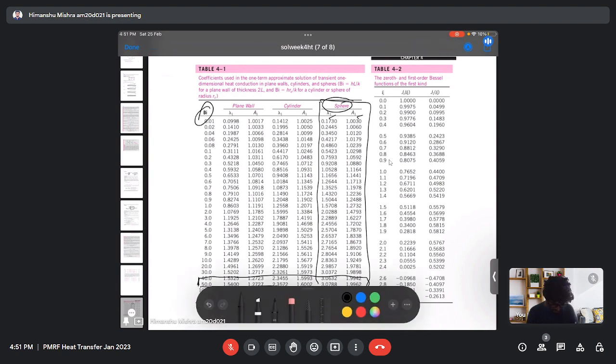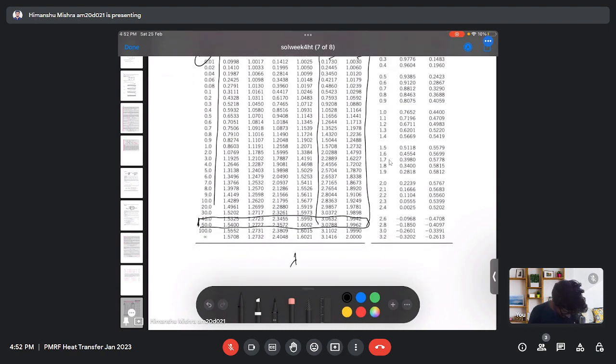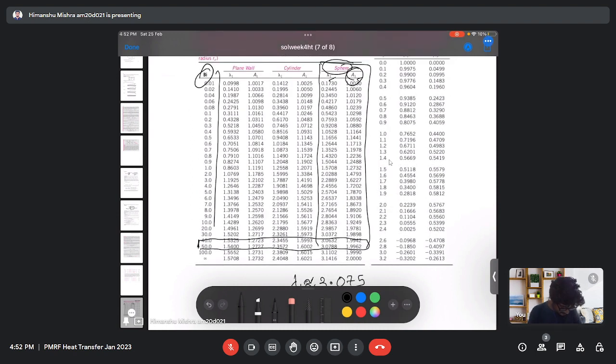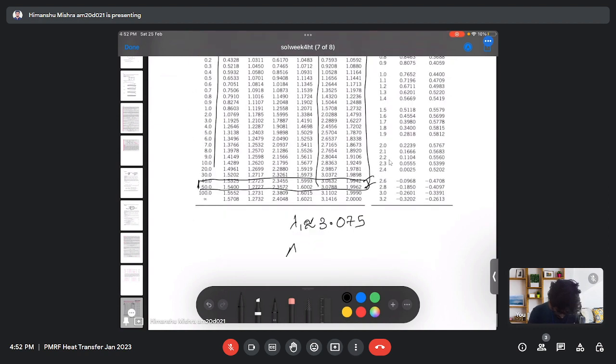So this is my Biot number. My lambda 1 is, let's say, approximately 3.075, and I'm guessing my value of A1. This is my A1, approximately 1.995, because I need a value between this and this, because my Biot number is 47.5. So I need a value between this range.